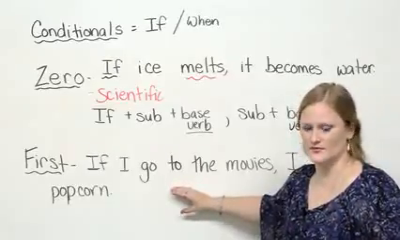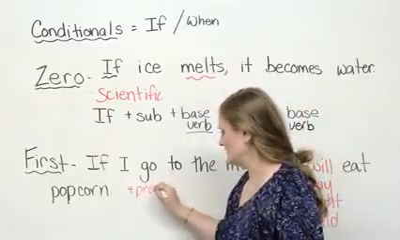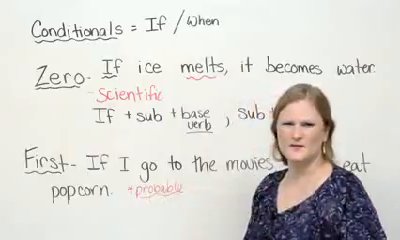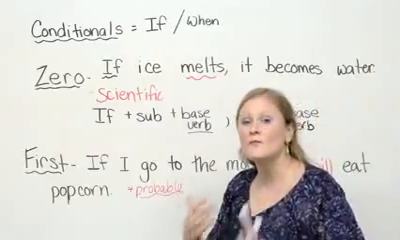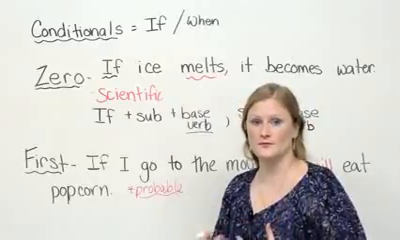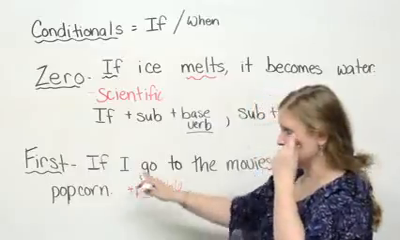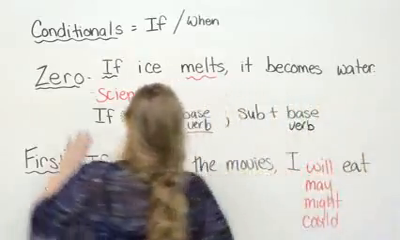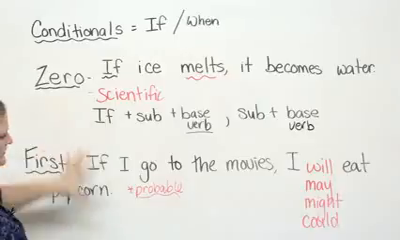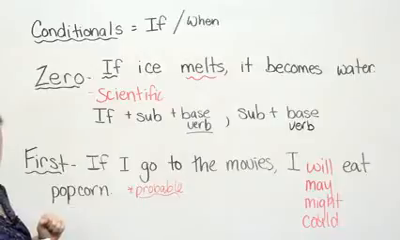It cannot be 100%. But it's things that are probable. It means it's likely to happen, or most of the time, this is true. So most of the time, when people go to the movies, they eat popcorn. Let's look at the structure of this one. In the zero conditional, this is the structure. Can you tell me what's different about the first conditional?